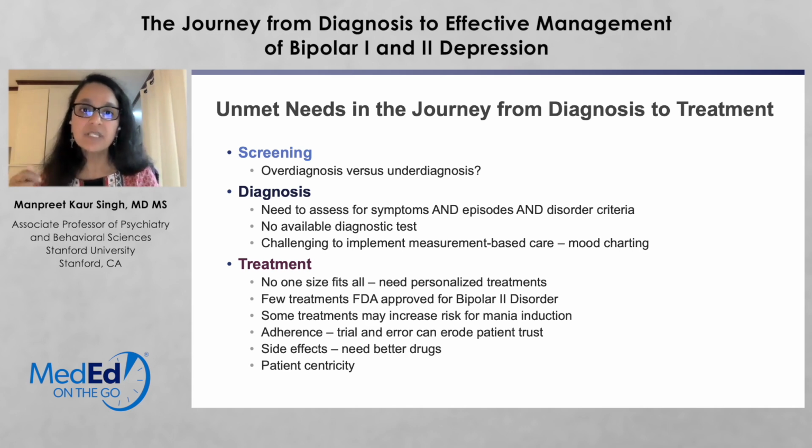So you have to mitigate the number of trial and error episodes that you have with your patients in terms of treatment so that you can increase trust. And side effects are prevalent, so we need better drugs that have a more favorable side effect profile. Thankfully, some of our newer agents do have more favorable side effect profiles, so patients don't have to decide between akathisia or sedation and weight gain for a treatment of choice.